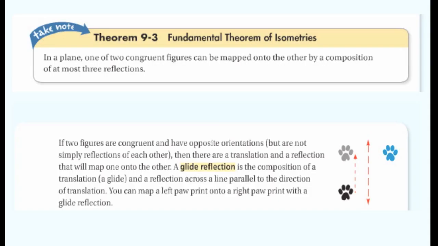Theorem 9-3 is as follows. In a plane, one of two congruent figures can be mapped onto the other by a composition of at most 3 reflections. The vocabulary that we need to know is glide reflection. It is a composition of a translation and a reflection across a line parallel to the direction of translation. From the glide reflection, you can map the direction and where the image moves to.